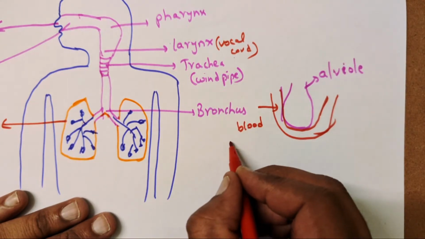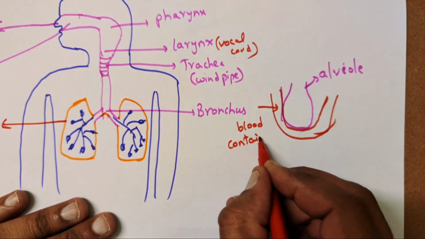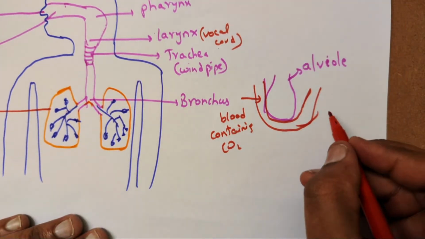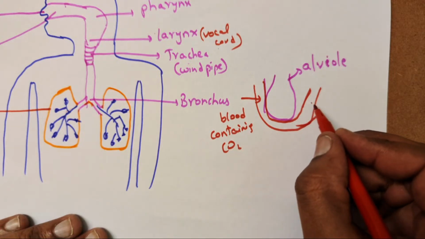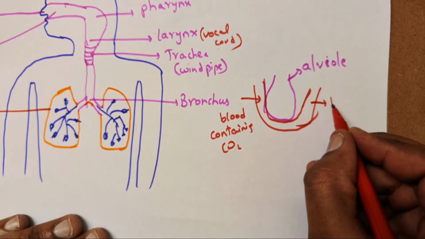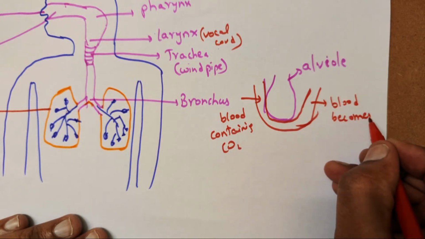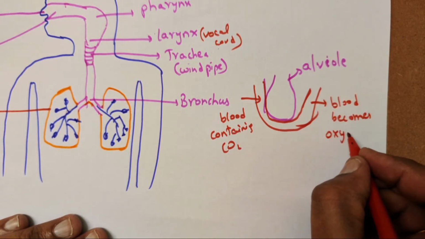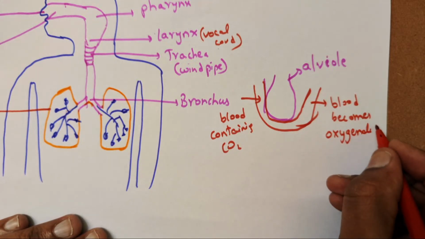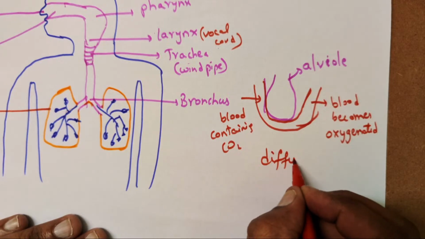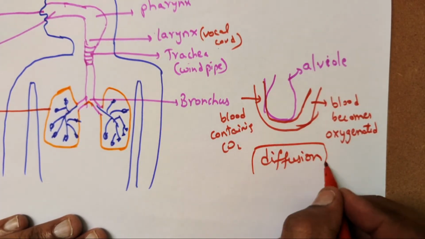So what happens is blood containing CO2 will be coming to alveoli, and here exchange of gases happens such that now the blood becomes oxygen filled, like oxygenated blood. So how is the exchange of gases happening? This is happening through a process called diffusion.